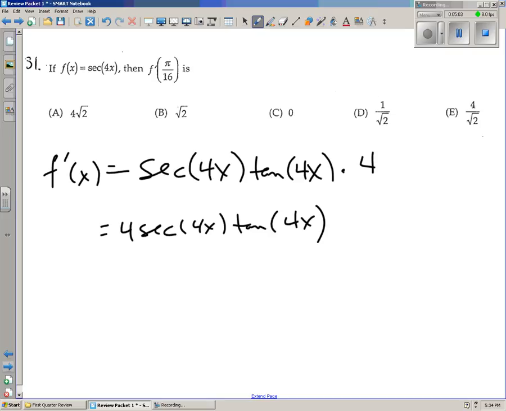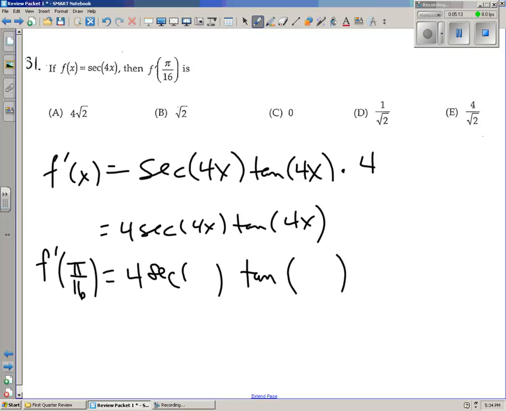Now, if we're evaluating this at pi over 16, we would have 4 secant of what, tangent of what, is the question. I wouldn't plug this in. I would think about it. 4 times pi over 16 reduces to pi over 4, so we're really talking about 45 degrees here.